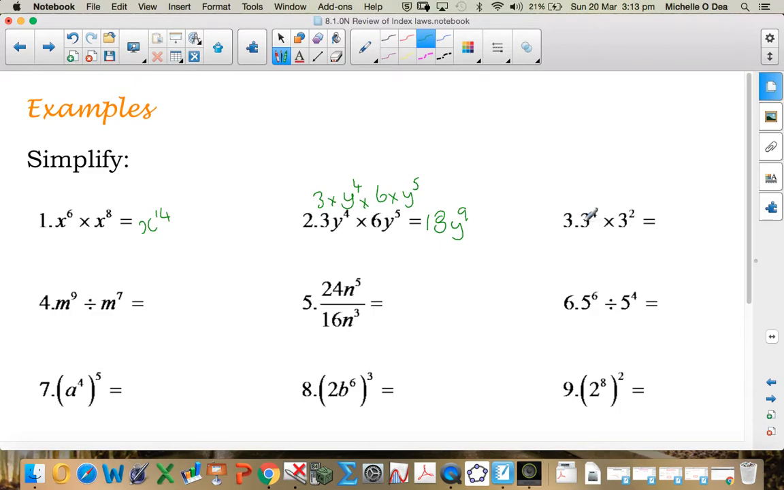Now, be very careful here. When the bases are numbers, the rules work exactly the same.